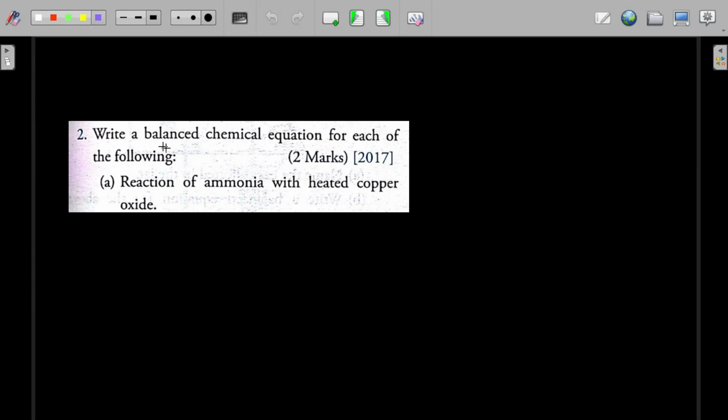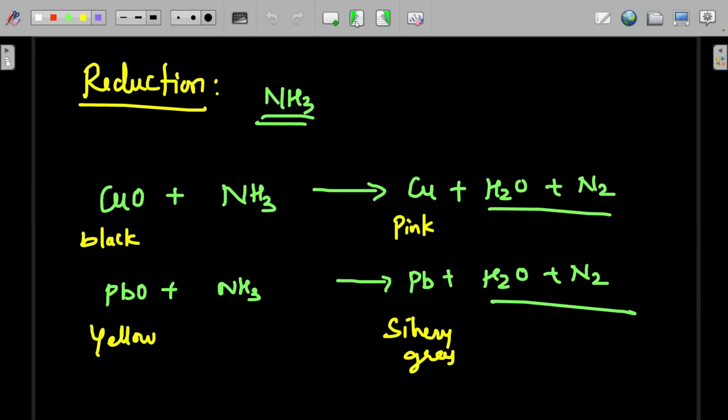See here, the reaction they have asked is the reaction of ammonia with heated copper oxide. The first one only, you want to balance it: 2, 3, 3, 2, and 3H2O. Same thing for lead oxide also: 3, 2, 3.